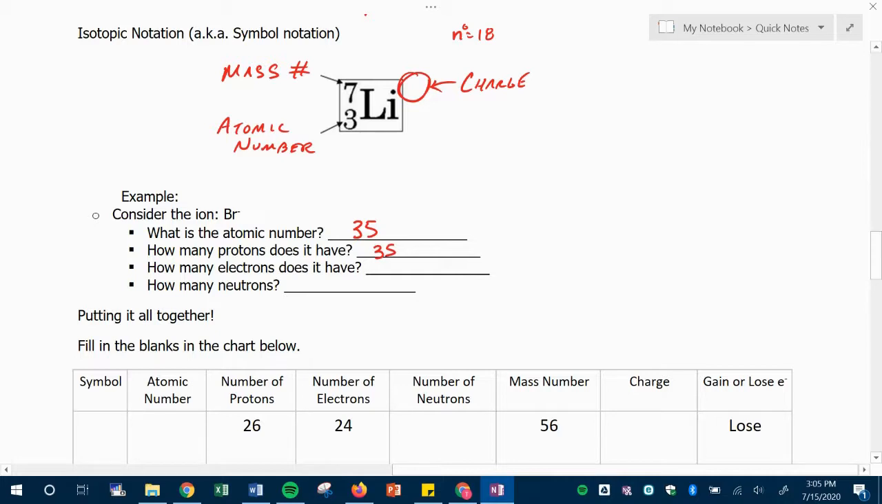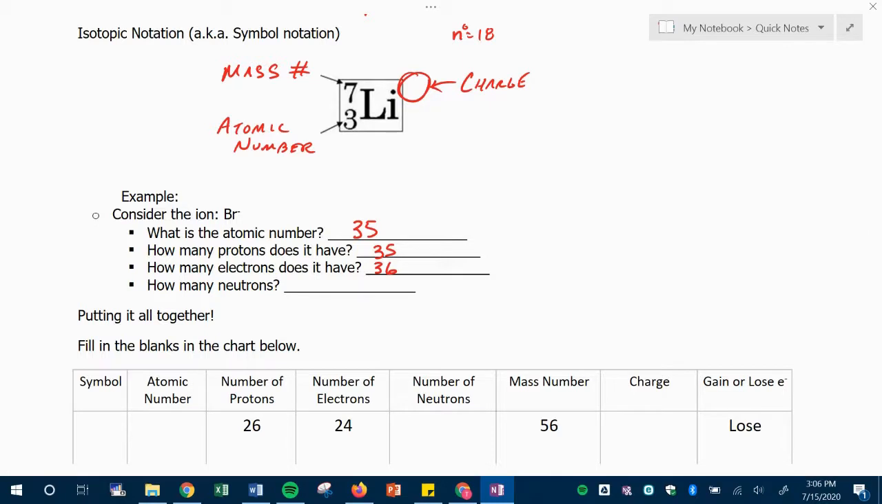Okay, next up, how many electrons does it have? Well, remember, electrons are the negative charge, right? So if it's Br minus, it's got a -1 charge, which means that it has one extra electron compared to the number of protons. So if it's got 35 protons and one extra electron, which gives it that -1 charge, that means we have 36 electrons. And then finally, the last little part, how many neutrons?